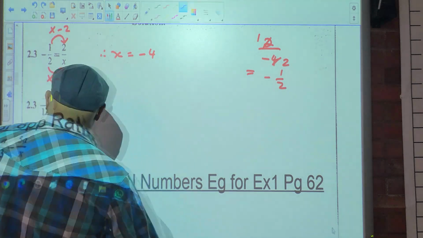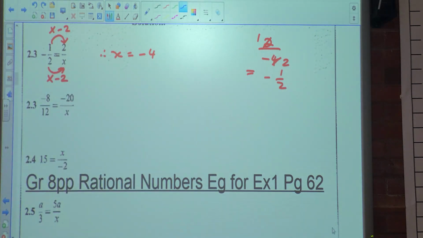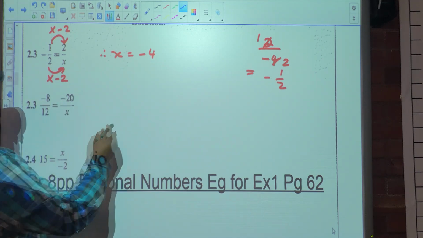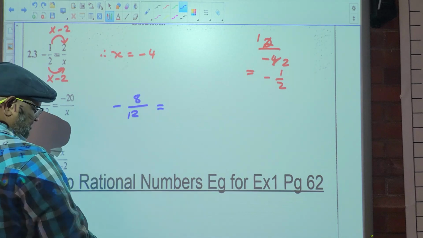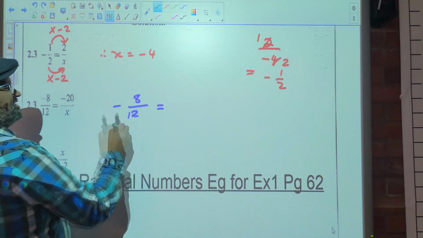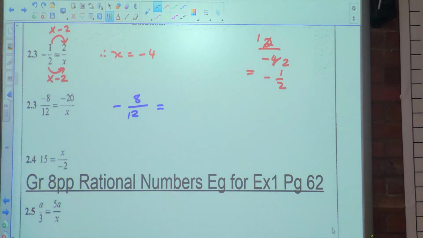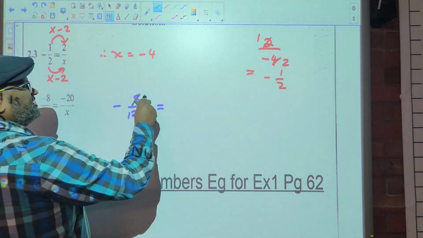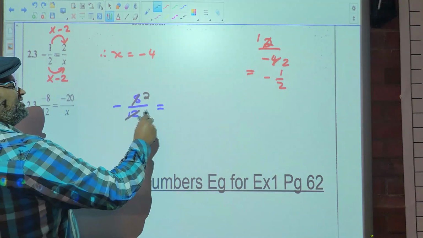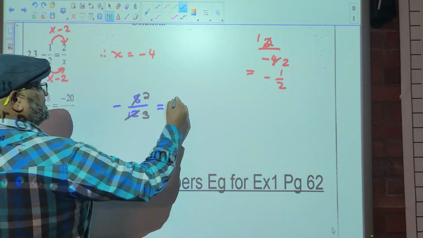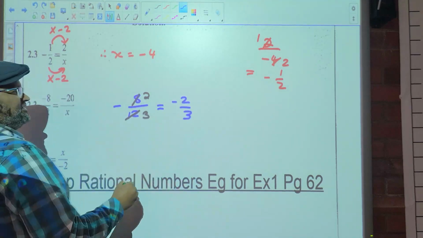So you've got negative 8 over 12 is equal to negative 20 over x. Can I move straight from the negative 8 to the negative 20? No. So what I do first is I say, okay, negative 8 over 12 can be simplified. Now what number goes into 8 and into 12 without remainder? 4. 4 goes into 8 twice. 4 goes into 12 thrice. So in other words, that's negative 2 over 3.